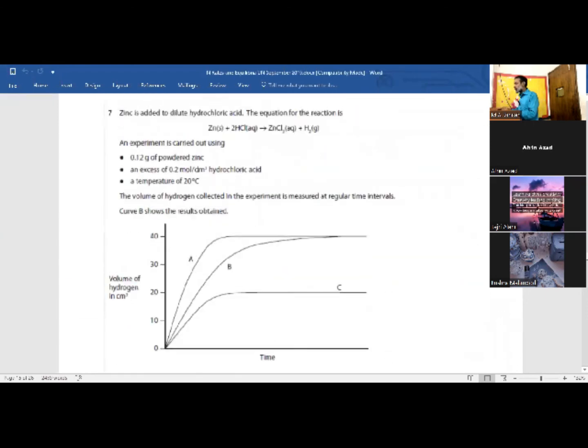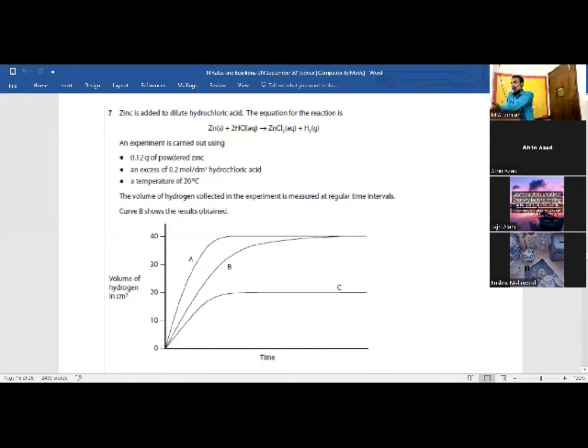Okay, this is an interesting question. Question number 7. This is regarding exam. সবাই দেখো ভালো করে. Zinc is added to dilute hydrochloric acid. This reaction, an experiment is carried out. Amount এবং condition দুটোই দেওয়া আছে, ভালো করে খেয়াল করো. Amount হচ্ছে 0.12 gram of powdered zinc. এখানে অ্যানসার কেউ বলবে না, just listen to me and this is your homework.